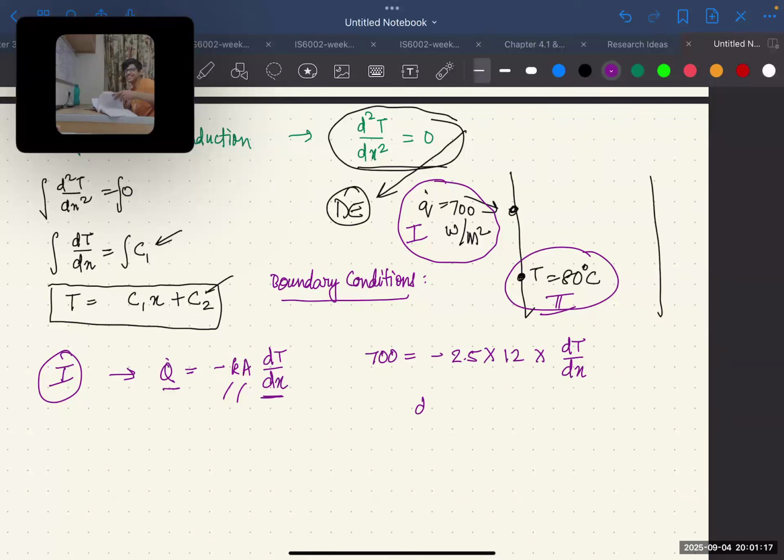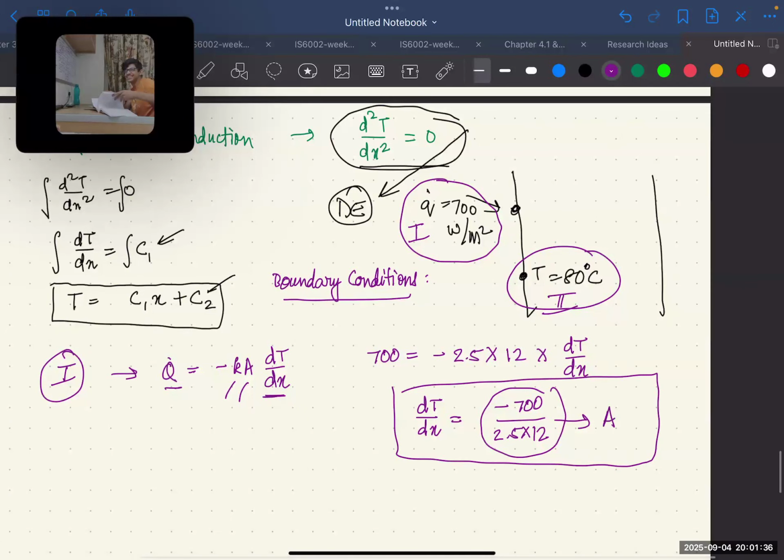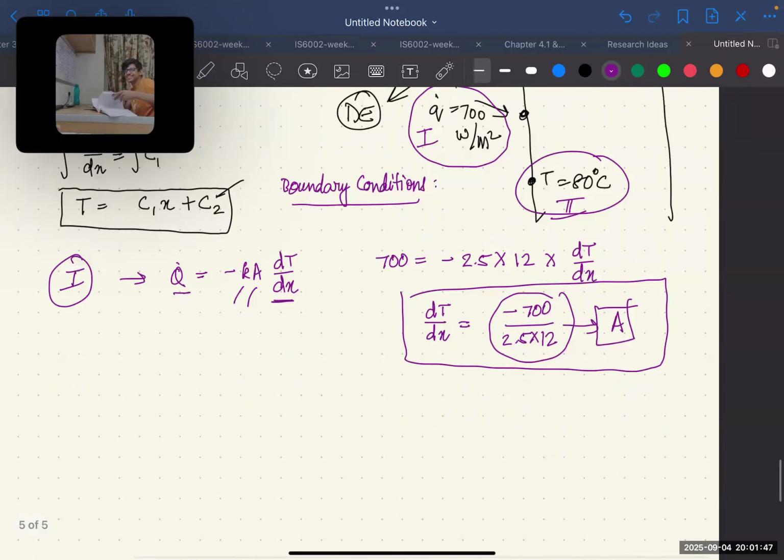So we can say simply the first boundary condition is dT over dx equals minus 700 over 2.5 times 12. You can calculate and put this value whatever it comes, and that essentially becomes your first boundary condition. Let's say dT over dx is capital A. This is the first boundary condition. I haven't calculated this right now, but this is very simple.